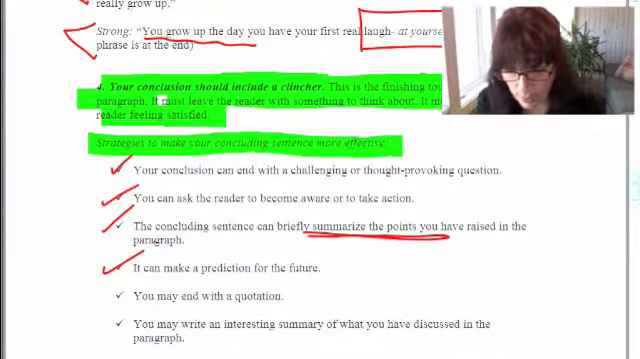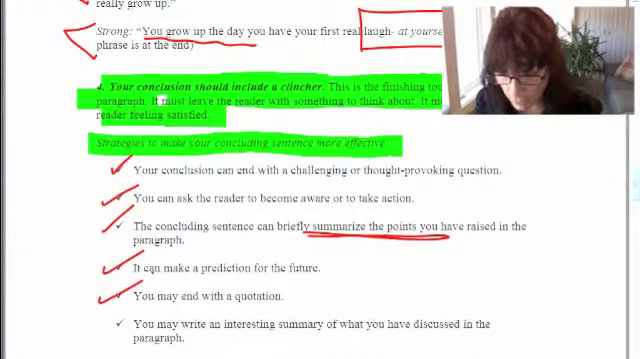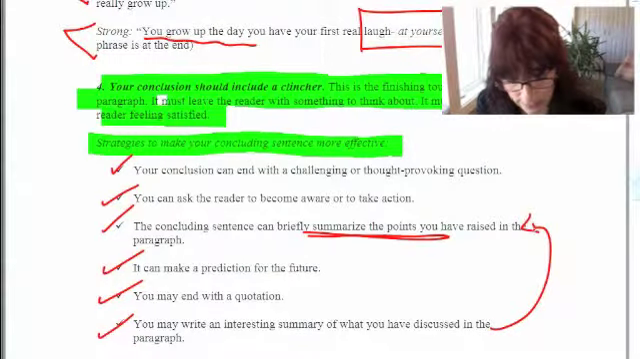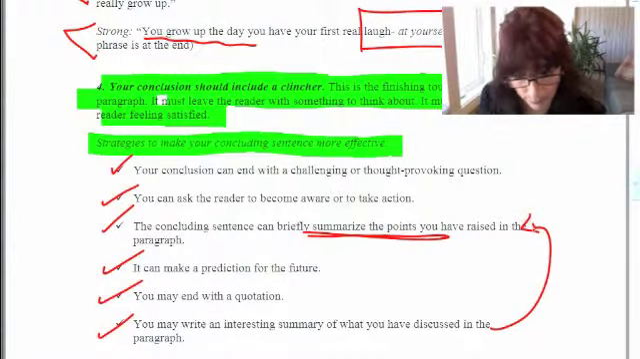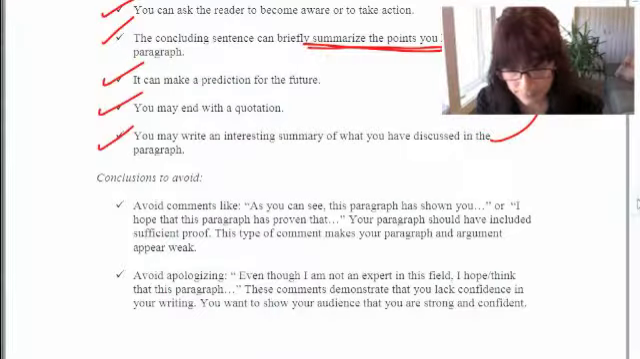You might use the strategy of making a prediction for the future, or you may end with a quotation, but a short quotation, or you may write an interesting summary of what you discussed in the paragraph. This is sort of linked to this idea here. It can be a brief summary or a little bit more of an interesting summary with a few further ideas, but both are linked, having some sort of a summary at the end.